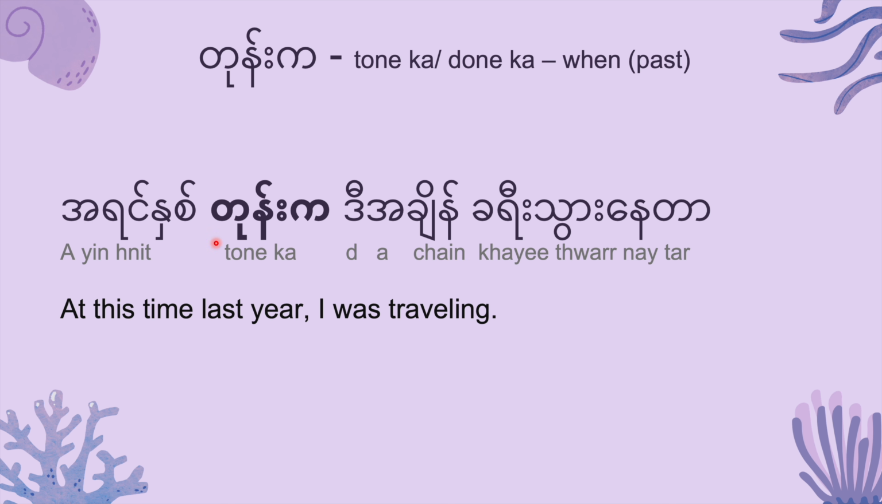Ayin nit donga di a chain khayi twa ni da. Ayin nit donga, last year. Di a chain: a chain means time, so di a chain means this time. Khayi twa de means to travel. Khayi twa ni de means traveling. At this time last year I was traveling. You can use this phrase when you are reminiscing about the good times that you had while traveling, or when someone asks you what you were doing around this time last year.